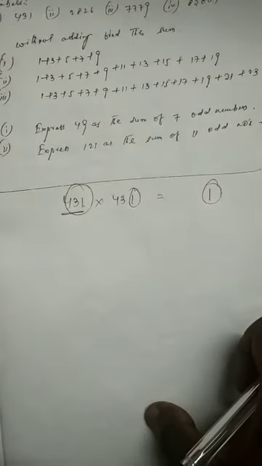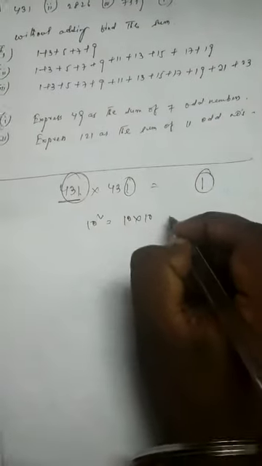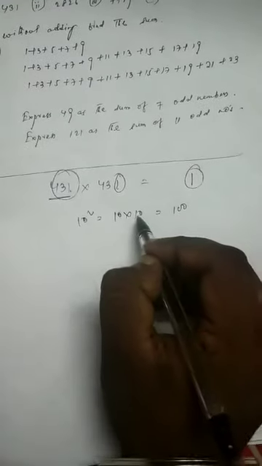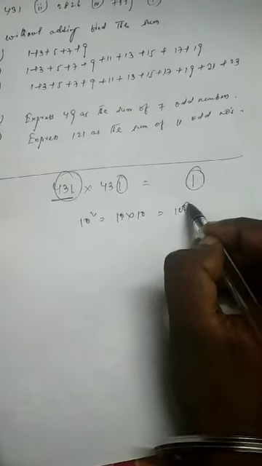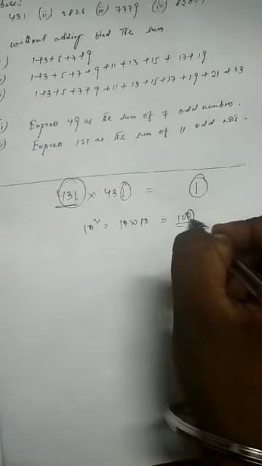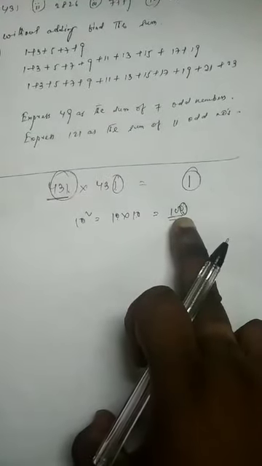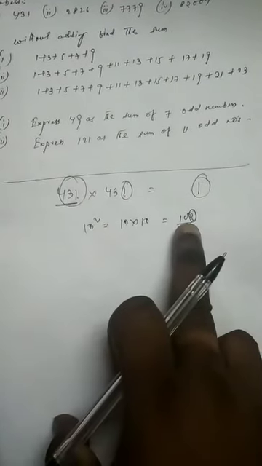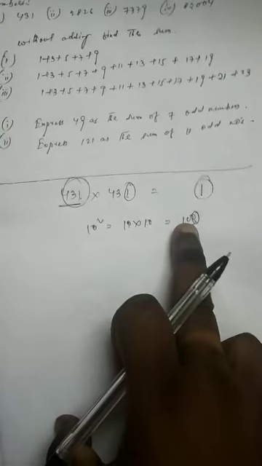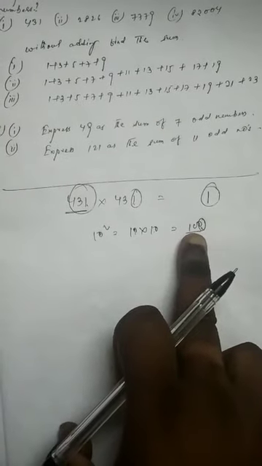For example, I want to find the square of 10. If I write 10 square, it means 10 into 10. So 10 into 10 will be 100. So 0 into 0 results in 0. By seeing the unit digit of the product, we can easily make out whether the number is even or odd. The unit digit of 10 square, which is 100, is 0, and 0 is an even number. So seeing that, we can easily make out that yes, it's an even number.